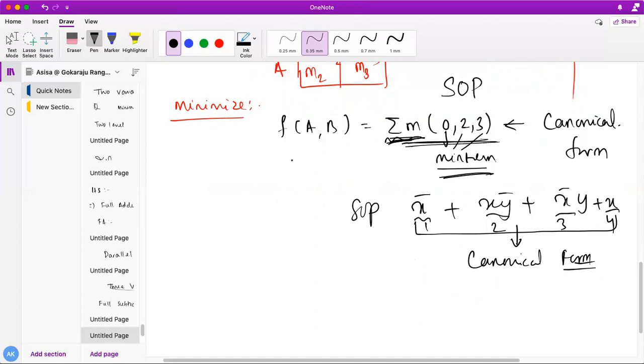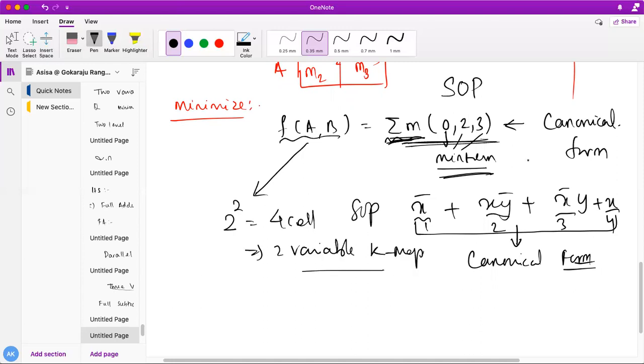The next step is to check how many variable KMap it is. It's a 2 variable, so we need 2 squared, 4 cells. Obviously it's a 2 variable KMap to construct. So these are the informations we got from the question itself: canonical form and 2 variable KMap. After that, you have to construct a 2 variable KMap.